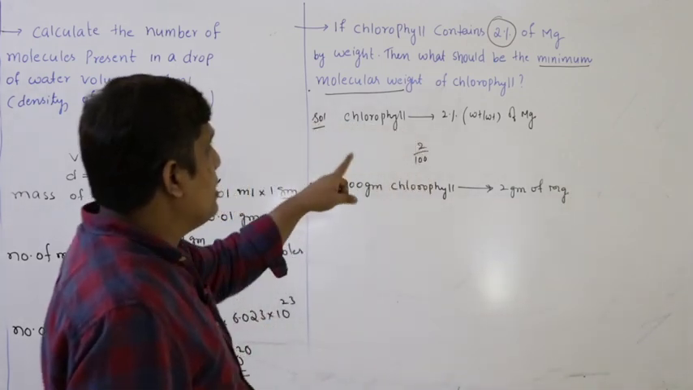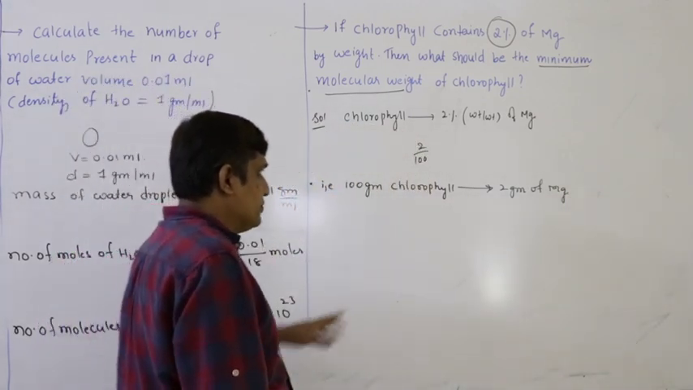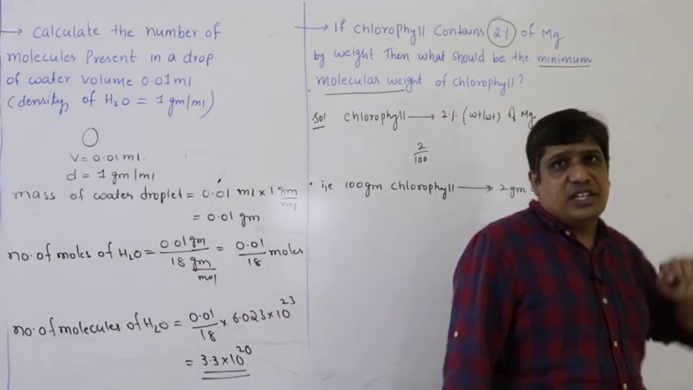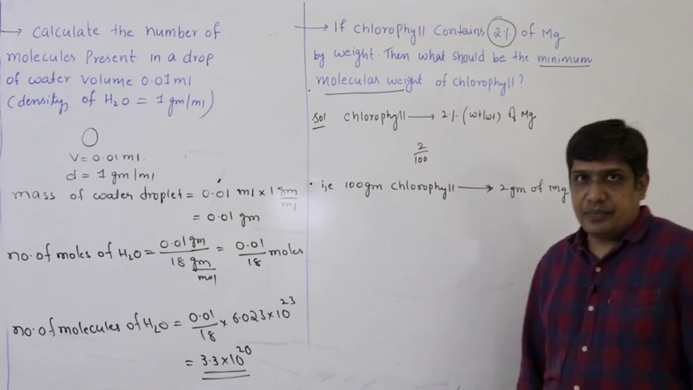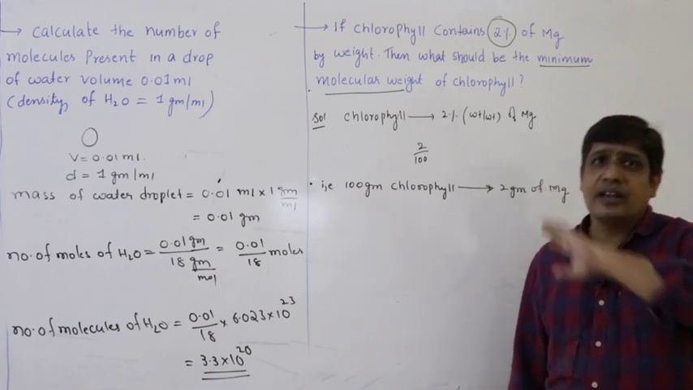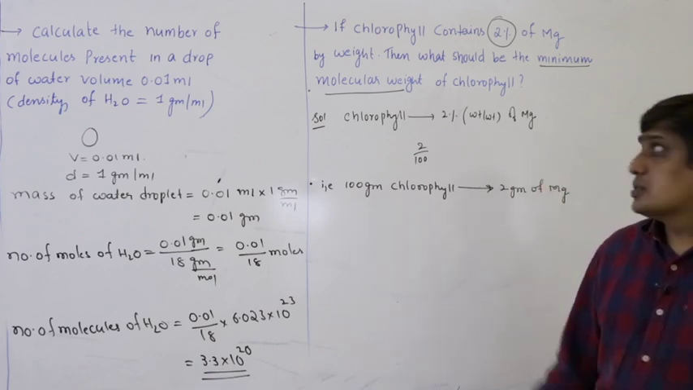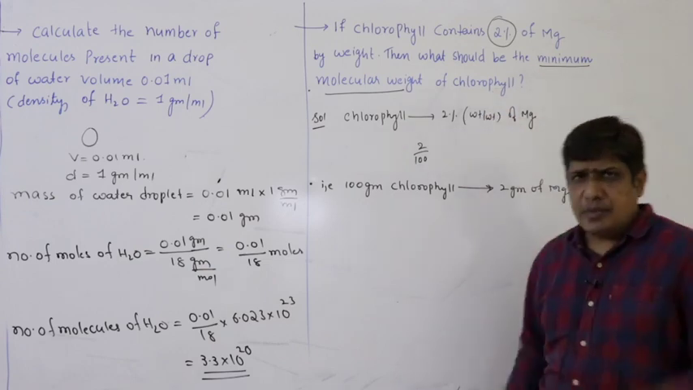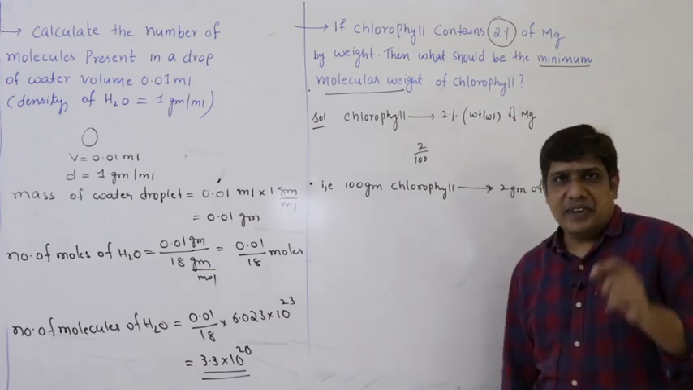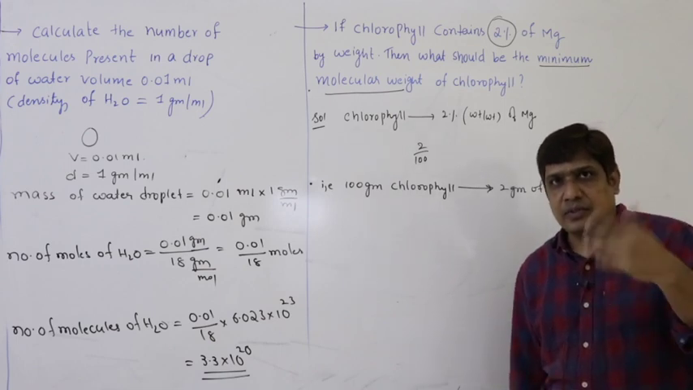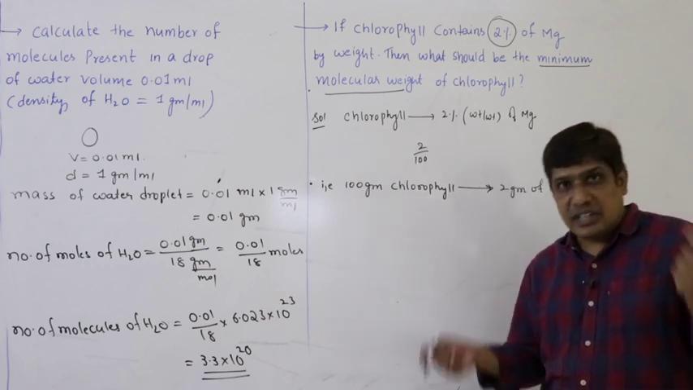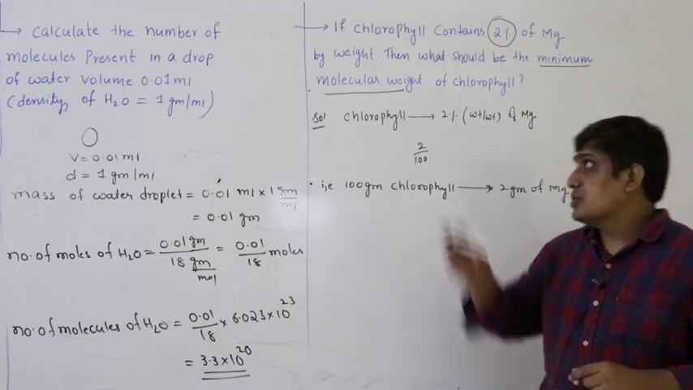What should be the minimum molecular weight of chlorophyll? First thing, chlorophyll contains magnesium. We don't know how many magnesium atoms it contains, but it must contain at least one magnesium. So that is the meaning of minimum. Minimum is at least one. If it contains only one, let us assume, right? There cannot be 0 magnesium because it always contains magnesium. That is what is given.